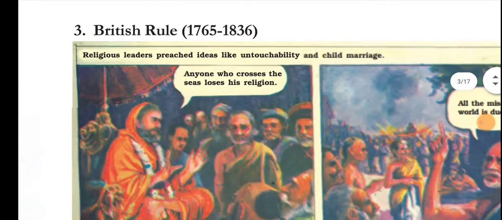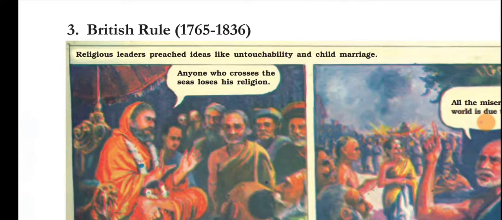Number 3, British rule from 1765 to 1836. Religious leaders preached against ideas like untouchability and child marriage. So it was a time of religious leaders who spread ideas to bring an end to social evils like untouchability and child marriage. "Anyone who crosses the seas loses his religion." You can see that.